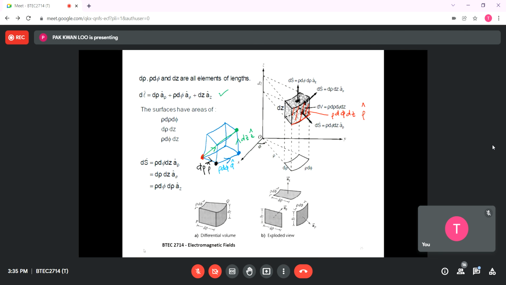So the differential volume is then dv equals rho d rho d phi dz. Okay. So there's no direction associated with the volume.